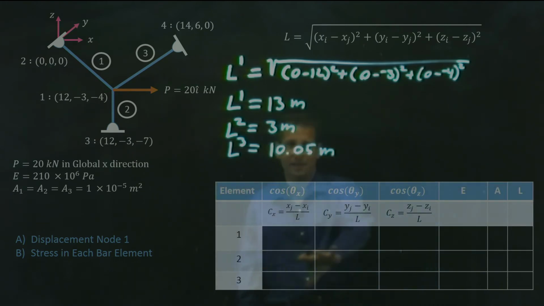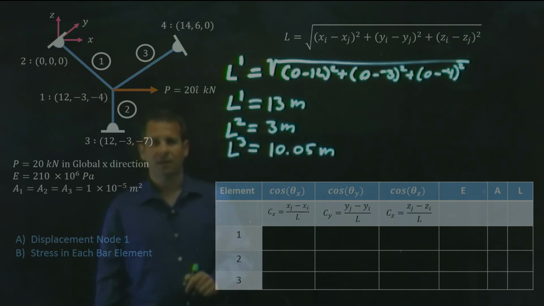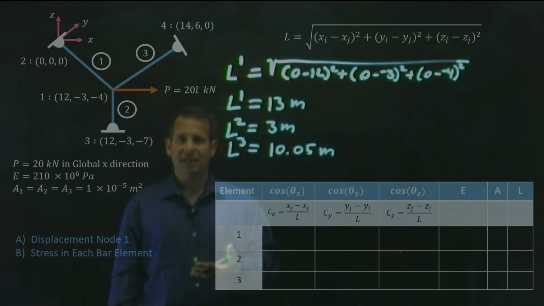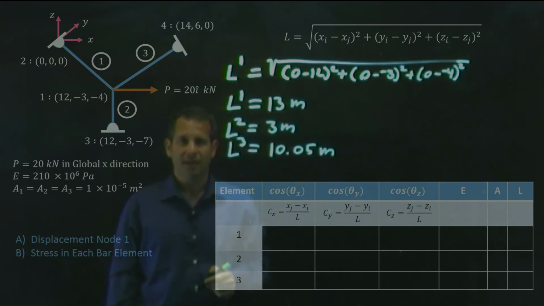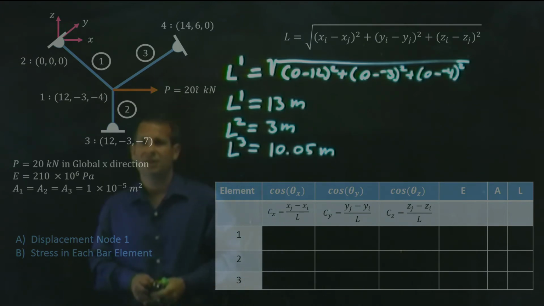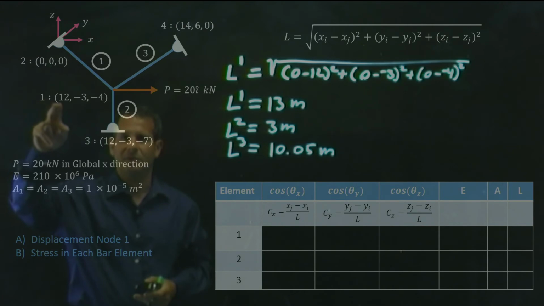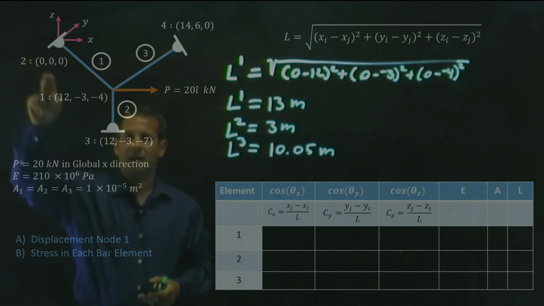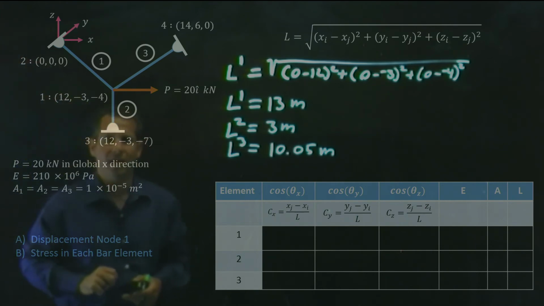I want to complete this chart. So I need to find cosine x, cosine y, and cosine z for each bar element. To do that, remember cosine is just adjacent over hypotenuse. The hypotenuse is the length of each bar element. The adjacent length will just be the difference. For example, to find cosine x, it will just be the difference between the x components of the two nodes at either end of each bar element.